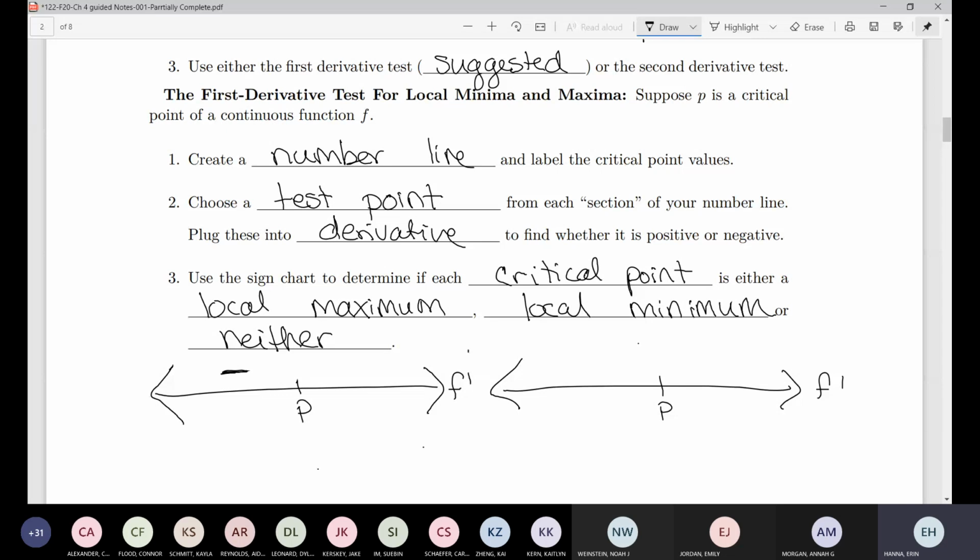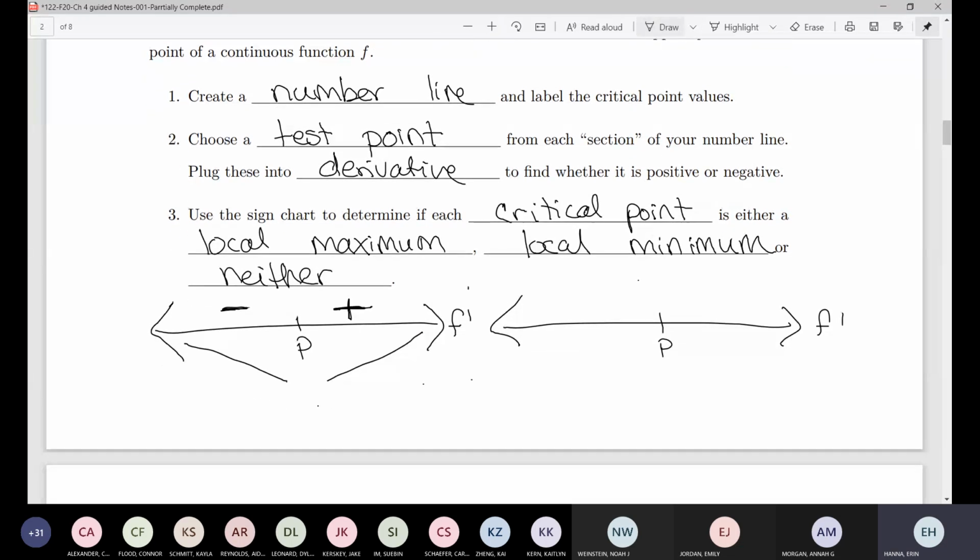So these are kind of derivative number lines. If the derivative changes from negative to positive, the other thing I personally like to do is draw little line segments to remind me what that means about the original function. If the derivative is negative, that means that the original function is decreasing. And if the derivative is positive, that means my original function is increasing. So my little line segments hopefully make it clear that we would have a min there. So if the derivative changes from negative to positive at a critical point, we're going to have a local min.